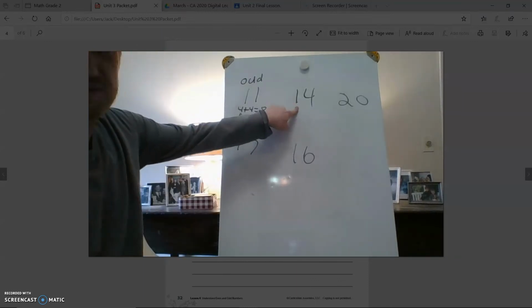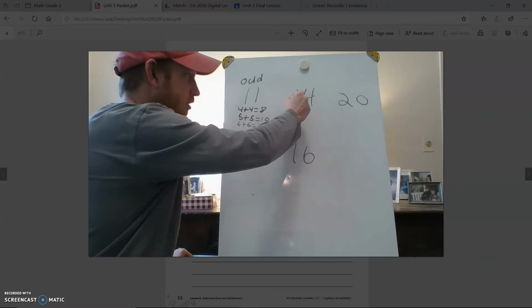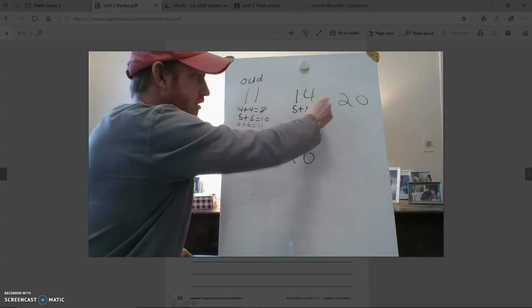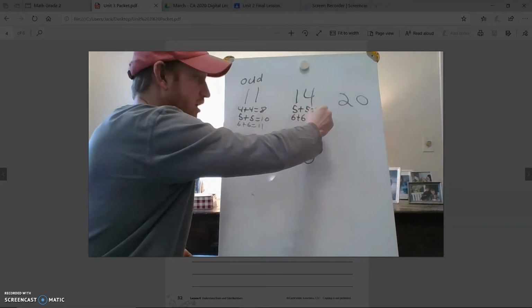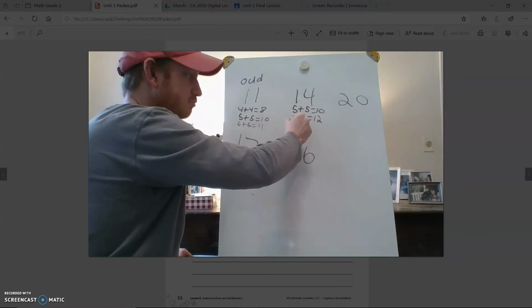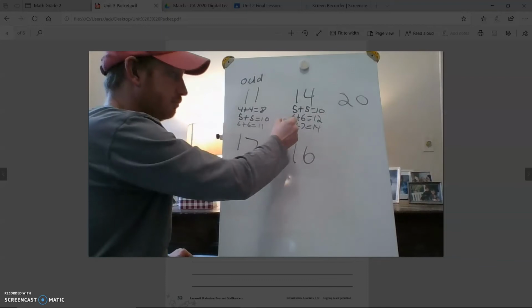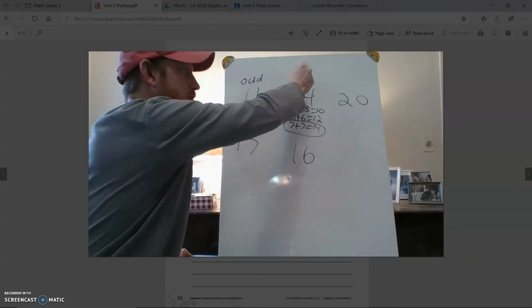For 14, let's see if it has any doubles fact families. We have 5 plus 5 is 10, 6 plus 6 is 12, 7 plus 7 is 14. Oh, we have our doubles, so it's even.